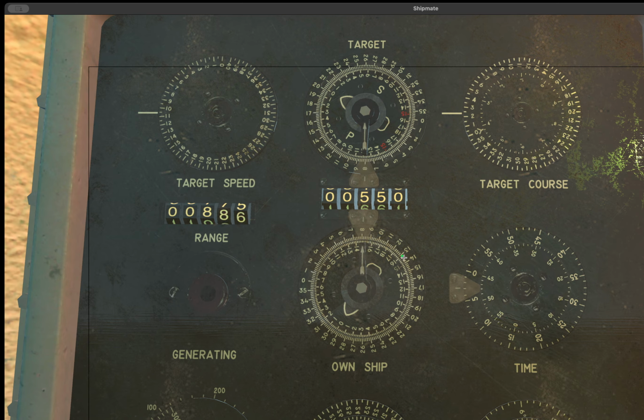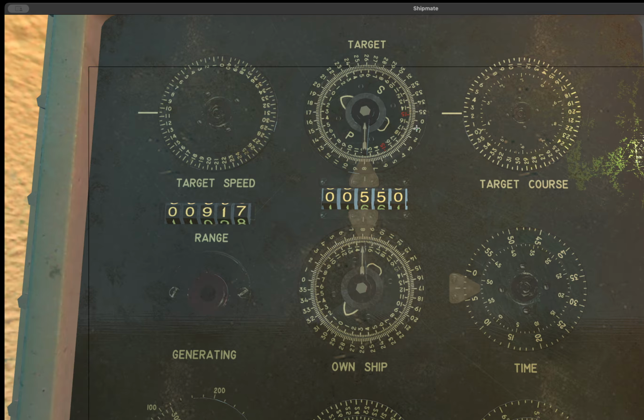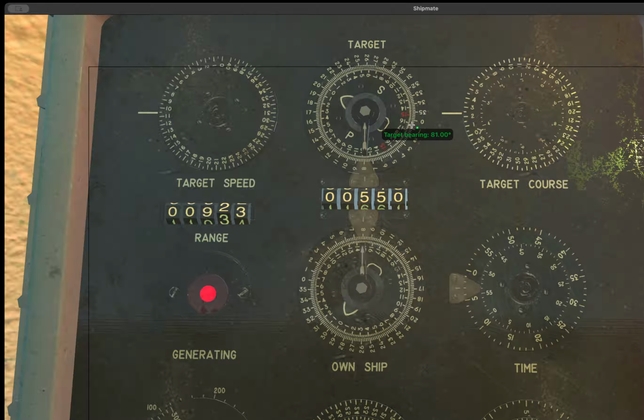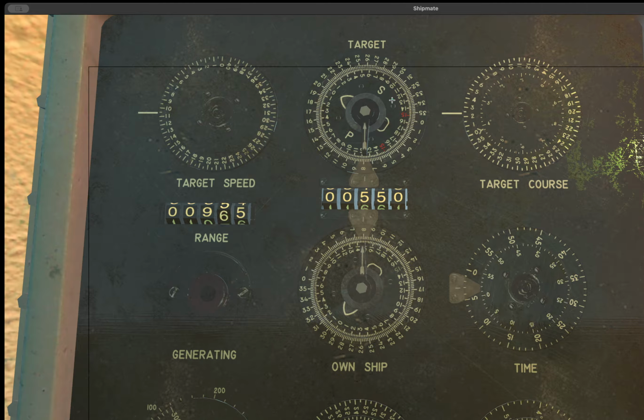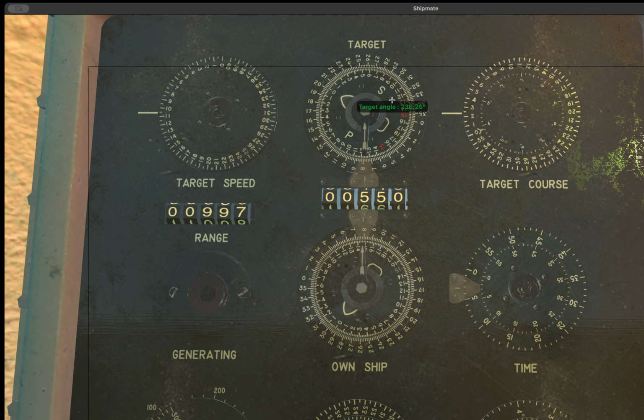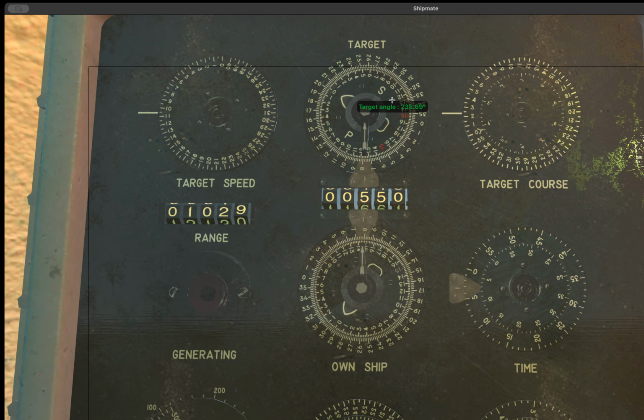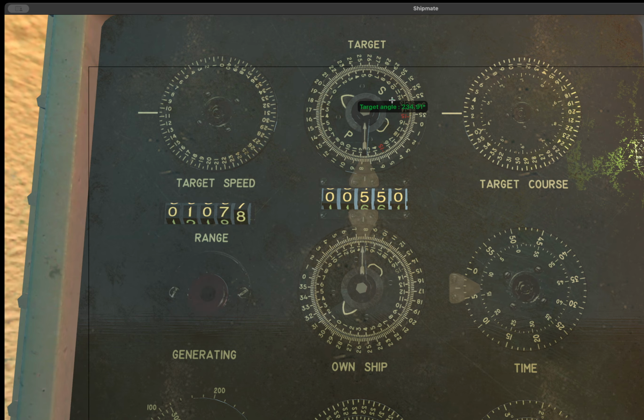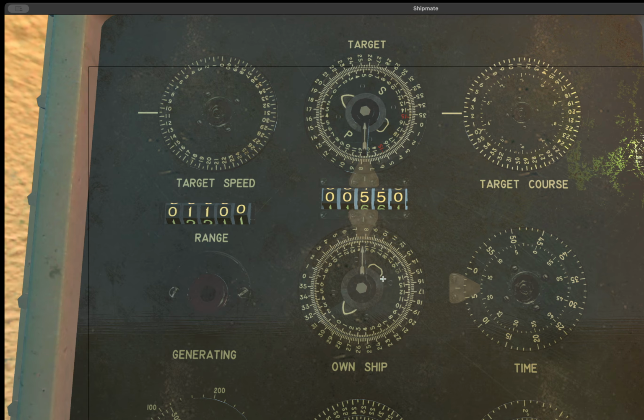We have the target bearing. This one I found is the same as this gauge. We show the target bearing, the true target bearing. This gauge shows us the target angle. Target angle means, if I'm not mistaken, the angle from the periscope to the target, but I need to check.